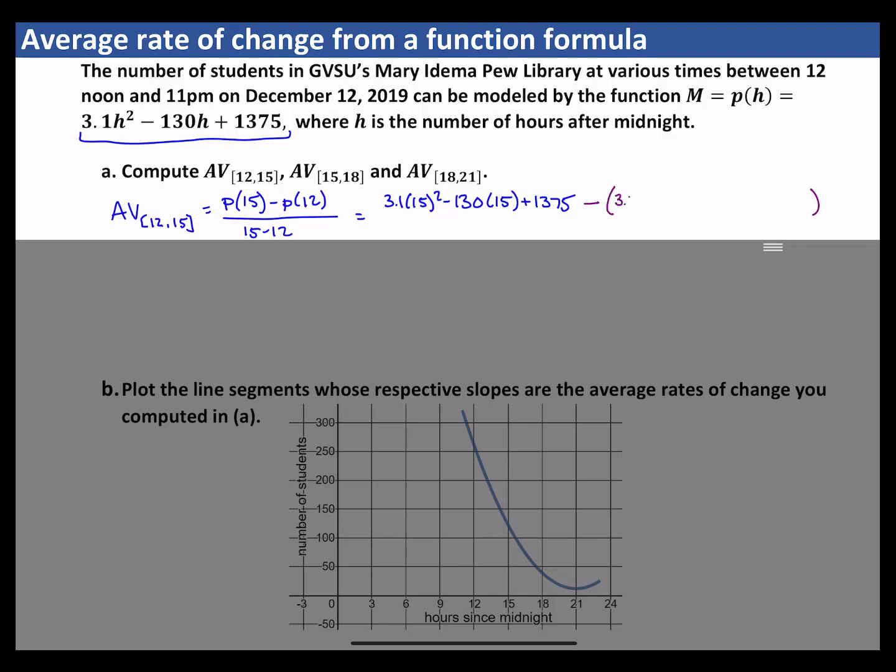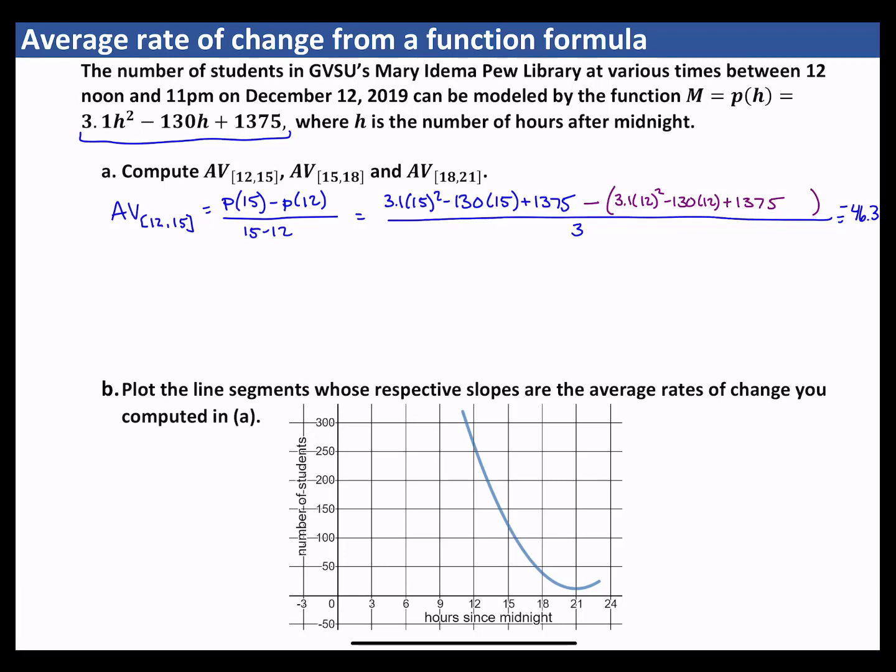P of 12 is going to be 3.1 times 12 squared, minus 130 times 12, plus 1,375. So there's our change in output, and we'll divide that by 3. And when we do that, we end up with negative 46.3. So I'm not going to calculate the next two average rates of change. You should actually take a minute and practice calculating those average rates of change on your own.